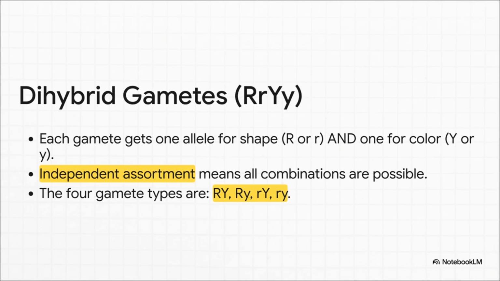Let's say a parent's genotype is RRYY. When it makes a gamete, a sperm or an egg, that gamete gets 1 allele for shape and 1 for color. And here's the magic, Mendel's law of independent assortment. Which shape allele it gets has absolutely no influence on which color allele it gets. They're independent, and that means there are 4 possible combinations for the gametes.